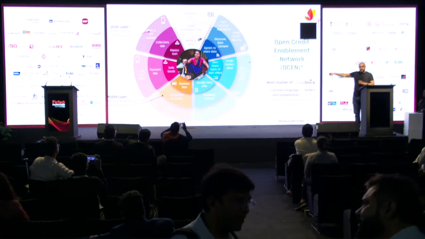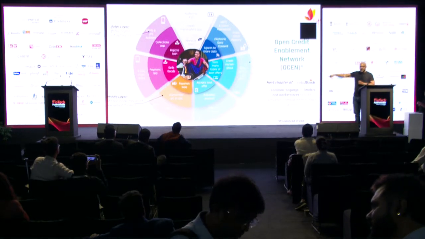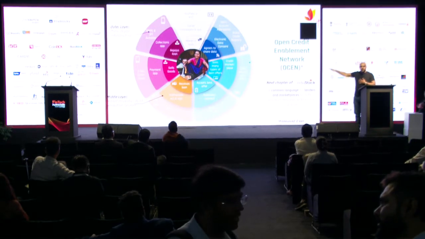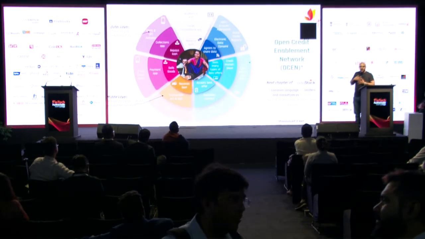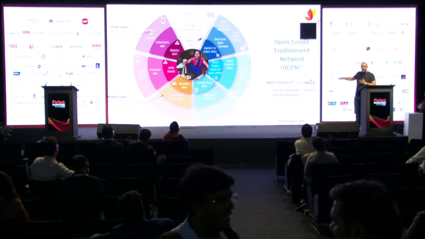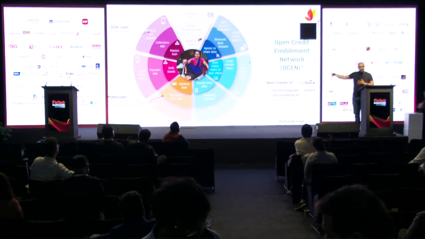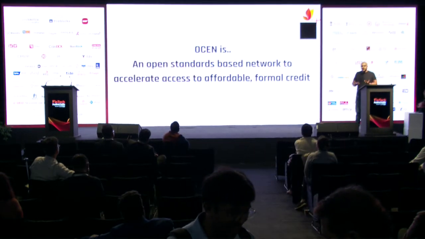Now, the way to read this, the innermost circle is what Rajni has to do. The center circle is what the private market players do. And the outermost circle is what we build as public infra. And OCEN now is going to be the fourth layer of the India stack as we proceed. So what is OCEN, right?